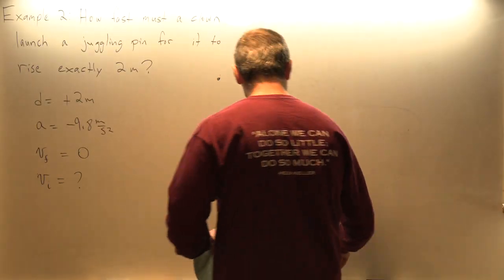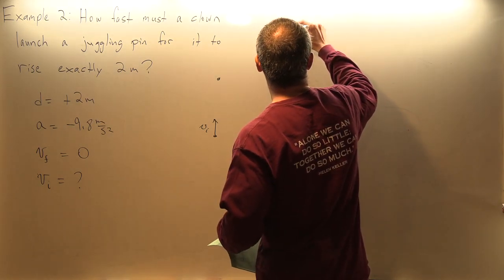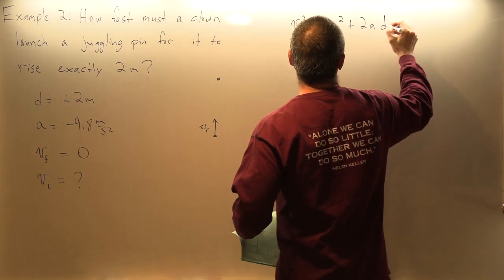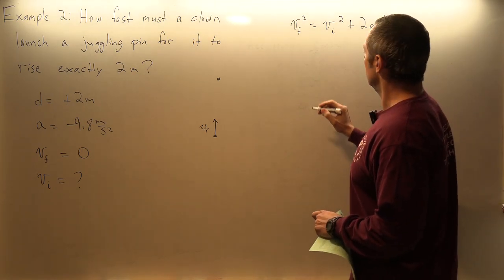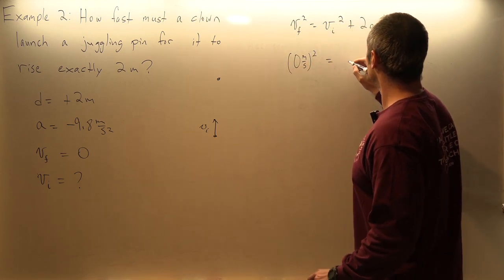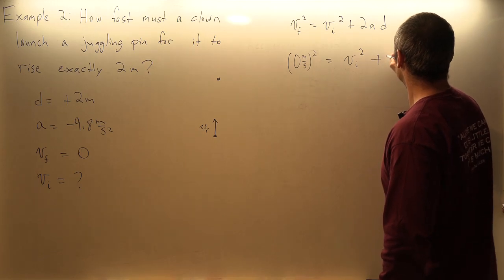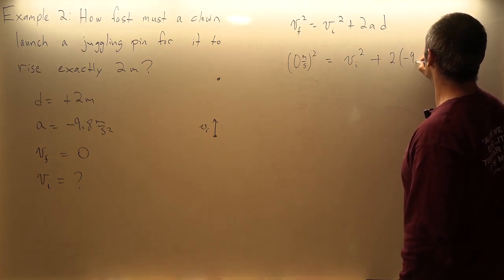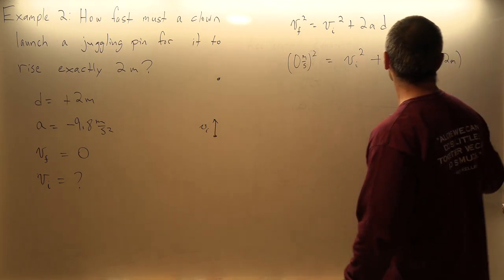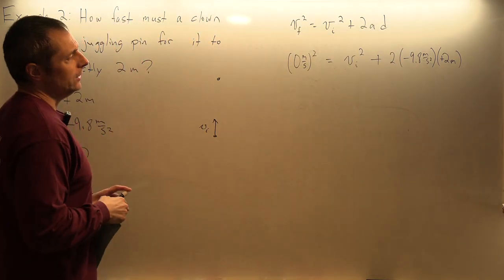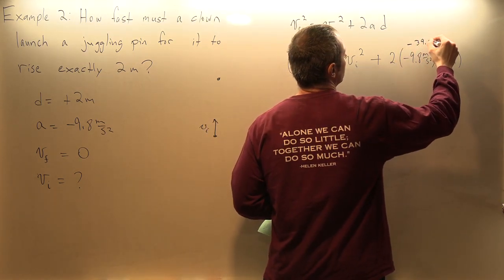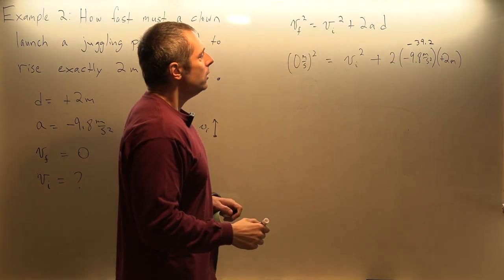So let me write down the formula. There. And then I'm going to plug in 0 here. That's the final velocity. I'm looking for the V initial. The acceleration is negative 9.8. And the displacement is a positive upward 2 meters. So now this multiplied all out is negative 39.2. If you do that on a calculator, punch it all out. So I'm solving for this.